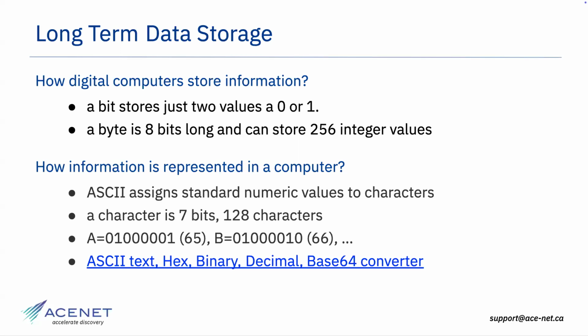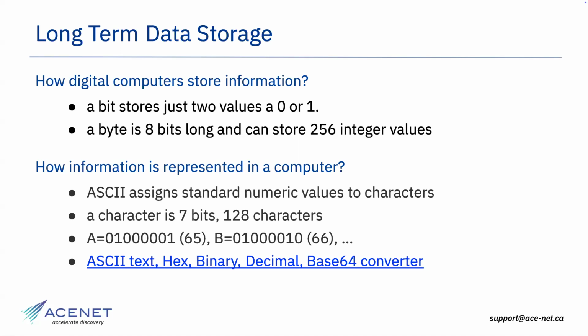The smallest unit of storage in a digital computer is known as the bit. A bit stores just 2 values, a 0 or 1. In computers, everything is expressed as ones and zeros. That language of ones and zeros is called binary code. So what is a byte then?